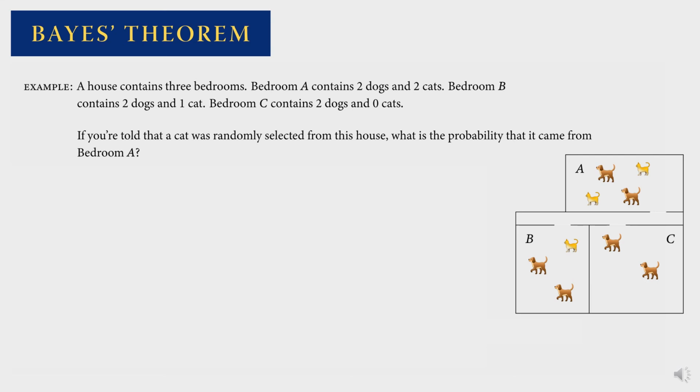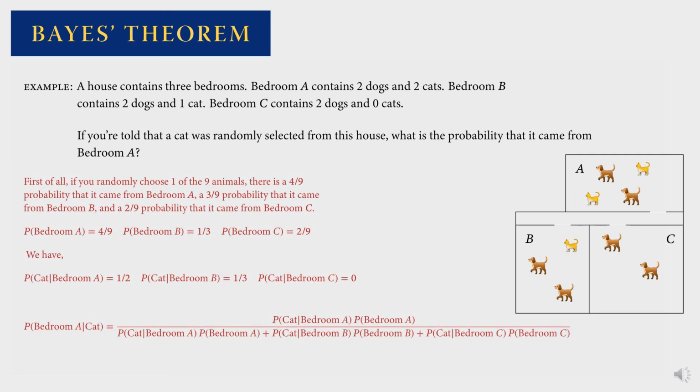Here's another example of this. If you're told that an animal was selected from this house and that the animal was a cat, what's the probability that it came from bedroom A? If you randomly draw an animal from the house, there's a 4/9 probability that it comes from bedroom A, a 3/9 or 1/3 probability that it comes from bedroom B, and a 2/9 probability that it comes from bedroom C. And that's coming from how many animals are in each room.